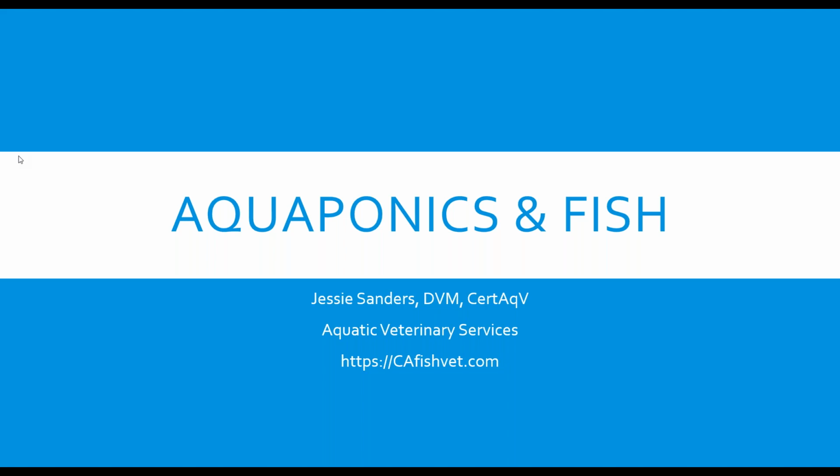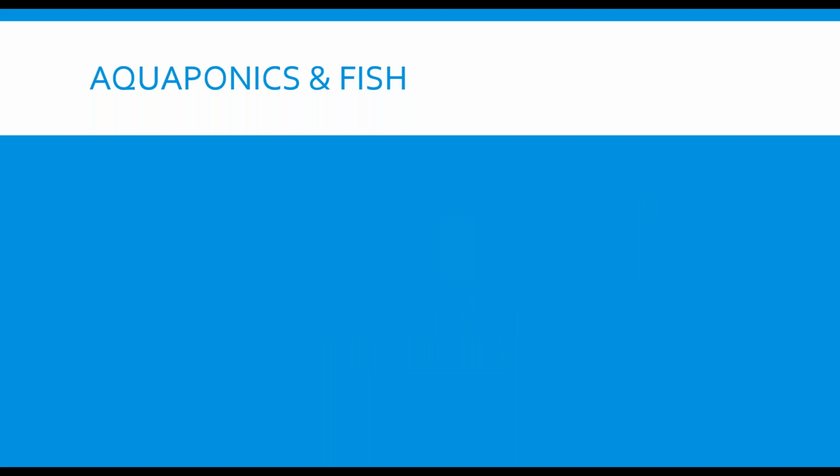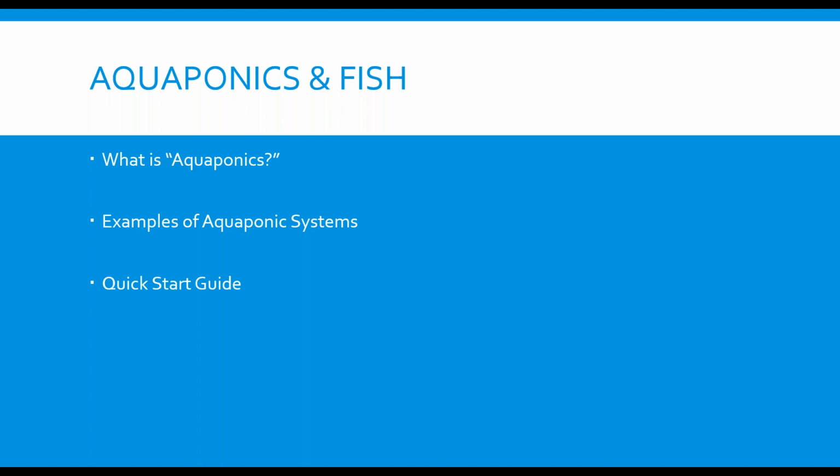So starting off today, our topic for this week is aquaponics and fish. Today we'll be talking about what exactly is aquaponics, some different examples of aquaponic systems, and I think one of the best parts about aquaponic systems is that they can vary quite a bit. There are really very few right ways to do this.